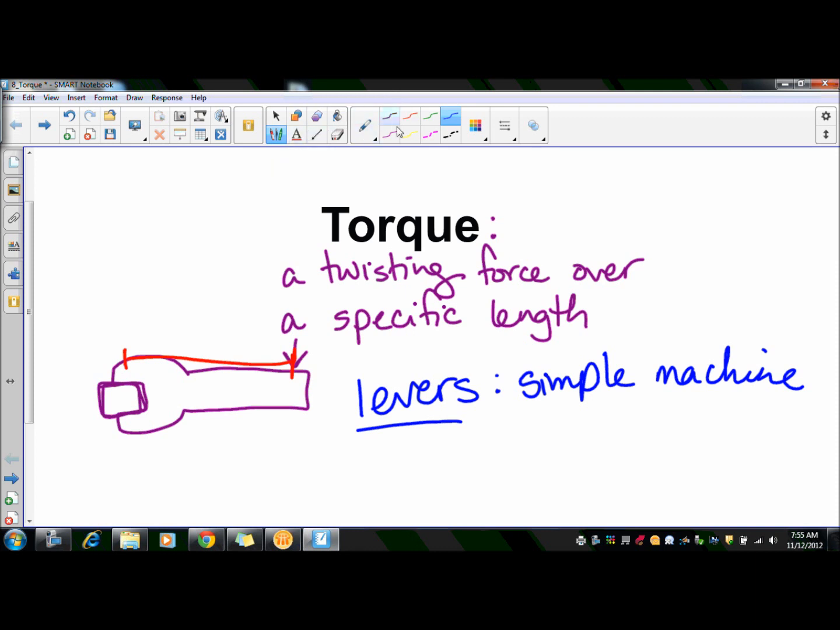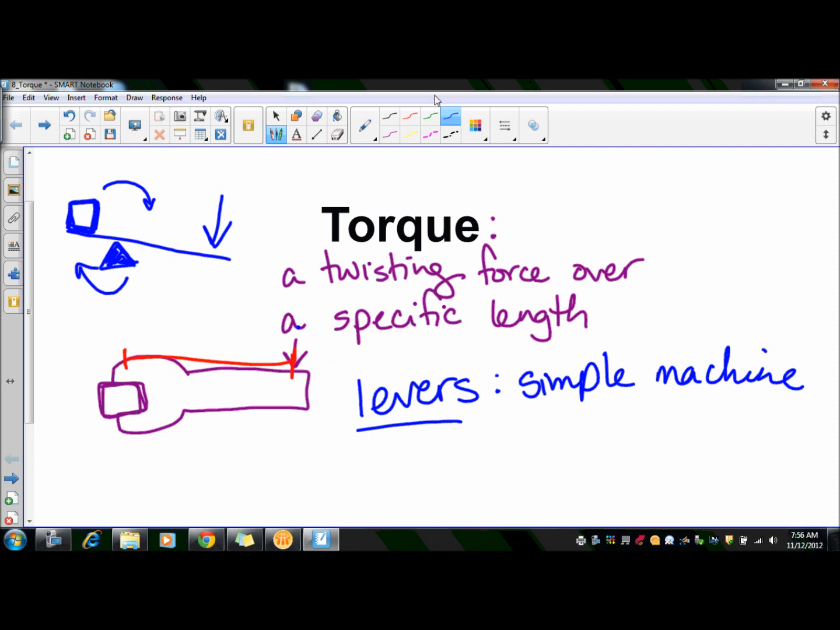So another example would be the classic, you've got some sort of base here, and then you've got a ramp or a long board, and you are pushing down on this board in order to lift a box or crate or something like that. So this is also a lever because you're pushing something down in order to lift something up over here. So again, it's got this twisting motion going on, this circular motion. So torque is just applying a force along a lever in a specific length.